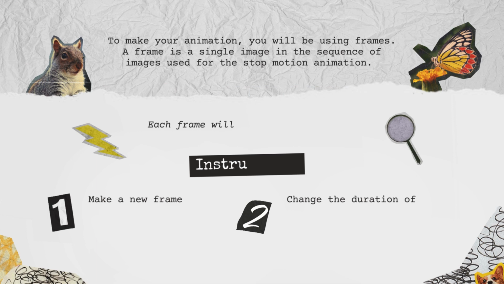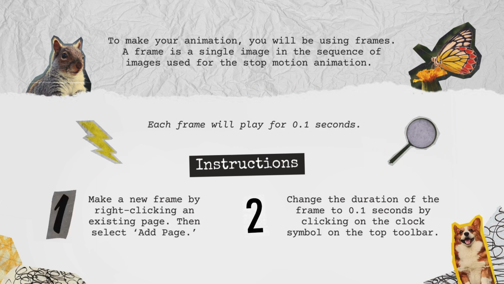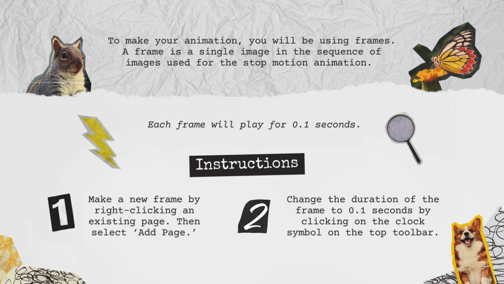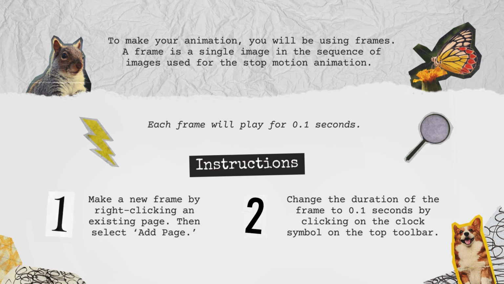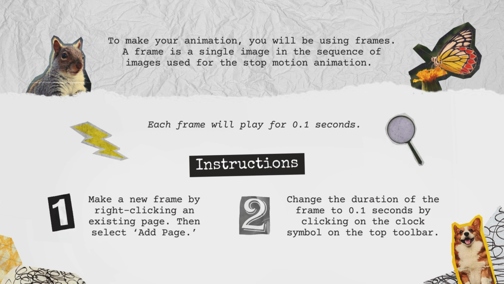To make your animation, you will be using frames. A frame is a single image in the sequence of images used for the stop motion animation. Each frame will play for 0.1 seconds.